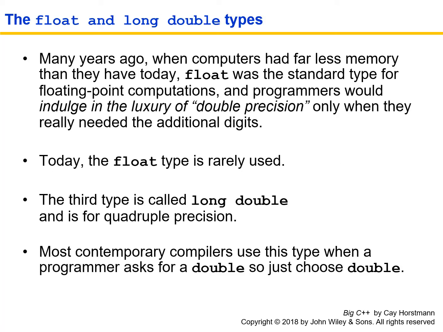The third type is called long double, and that's for a quadruple precision. That ensures that you get more than 64-bit double precision, but most contemporary compilers use the quadruple precision type when you ask for a double, so it's better to just use doubles for everything.